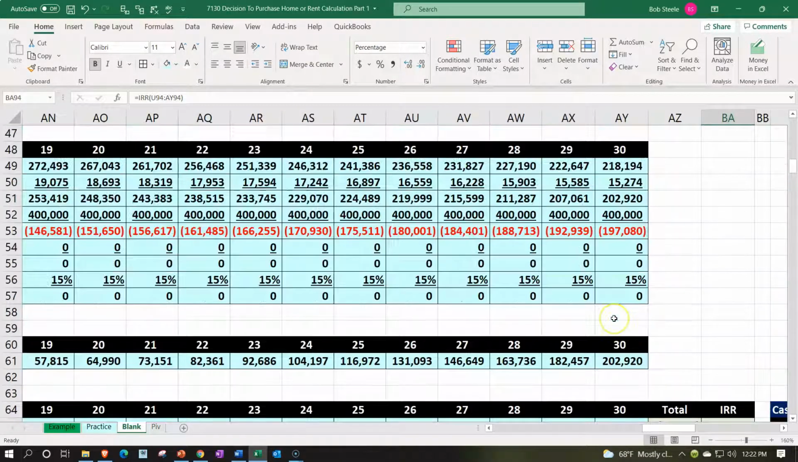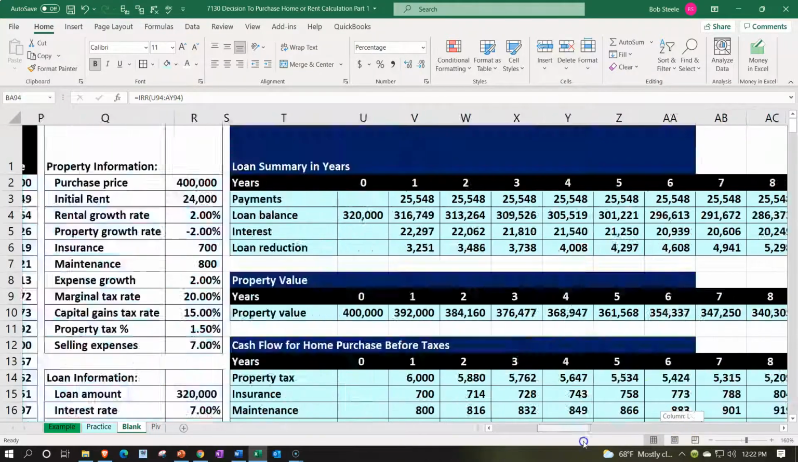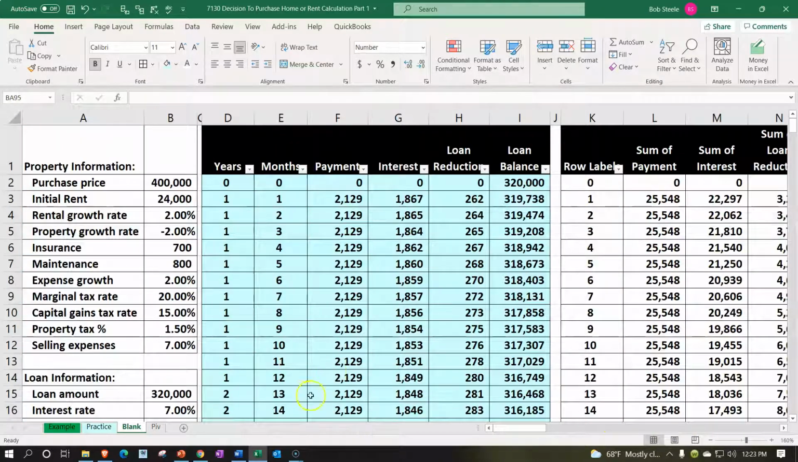So let's do one more. Let's take a look at one more over here, because that was like a depressing scenario. We don't want to leave on a depressing scenario. So let's make it like a 5. Let's say it goes up 5%. Let's see what that will do.